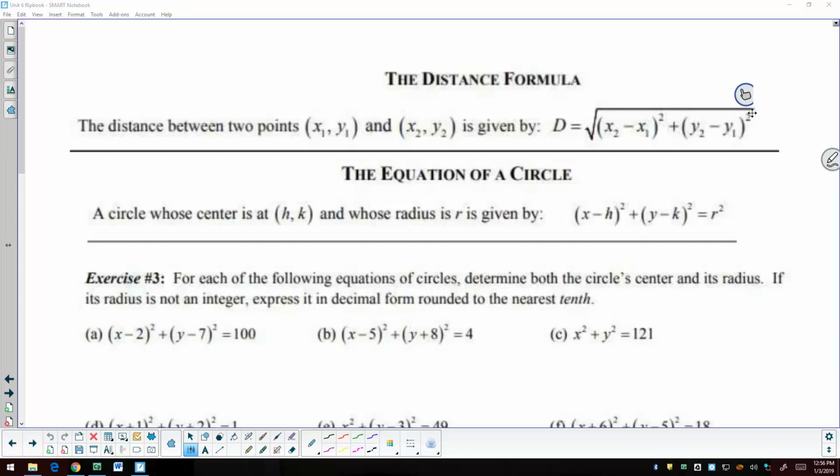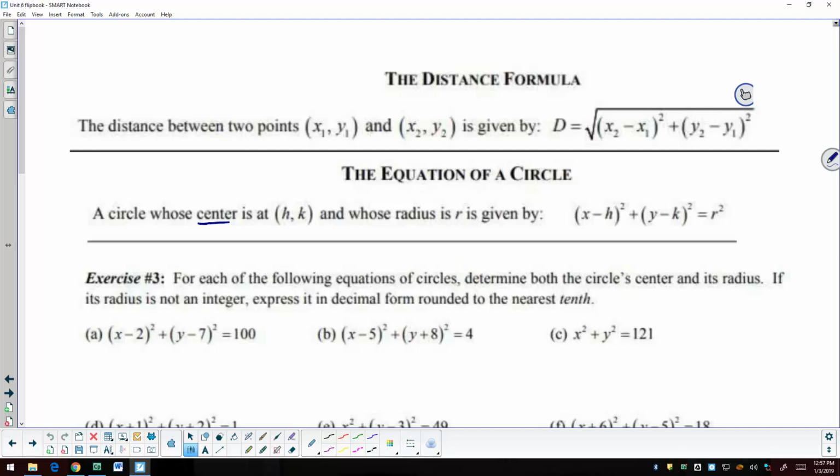Today's video is on lessons 10 and 11 from Unit 6. Lesson 10 is pretty much a review from geometry, and it is all about the equation of a circle. So you really need to remember what the equation of a circle looks like, and you need to know two things to write the equation of a circle.